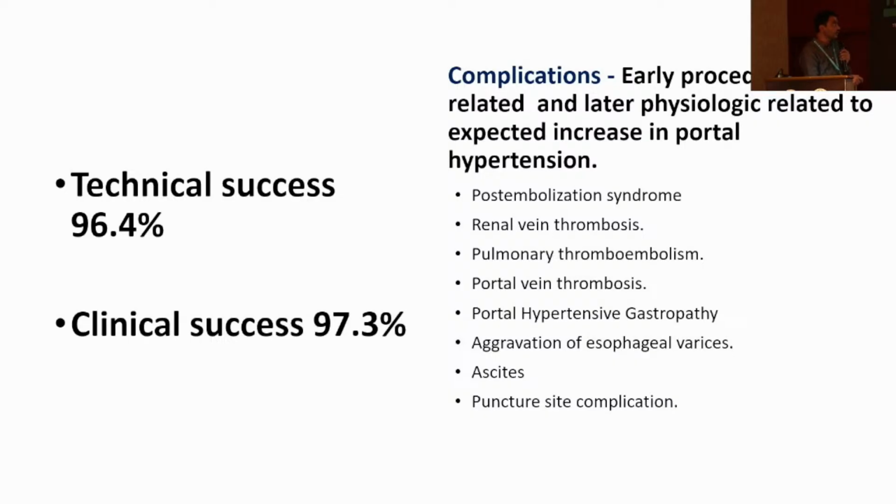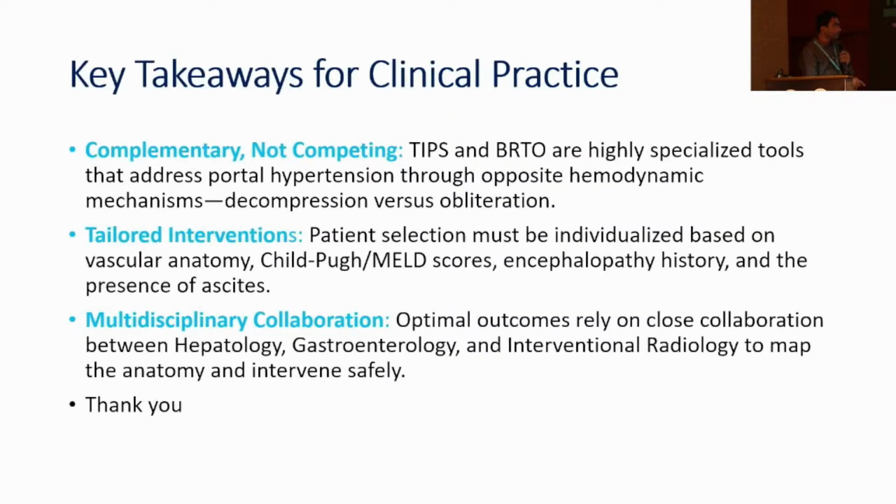The early complications which we can encounter in BRTO are post-embolization syndrome, which can be managed conservatively. Rarely, renal vein thrombus, pulmonary thrombus, and portal vein thrombus can happen. And for the late complications, once the physiology alters due to an increase in portal hypertension, we may encounter ascites and aggravation of esophageal varices. We should always inform the referring clinician to take care of these esophageal varices.